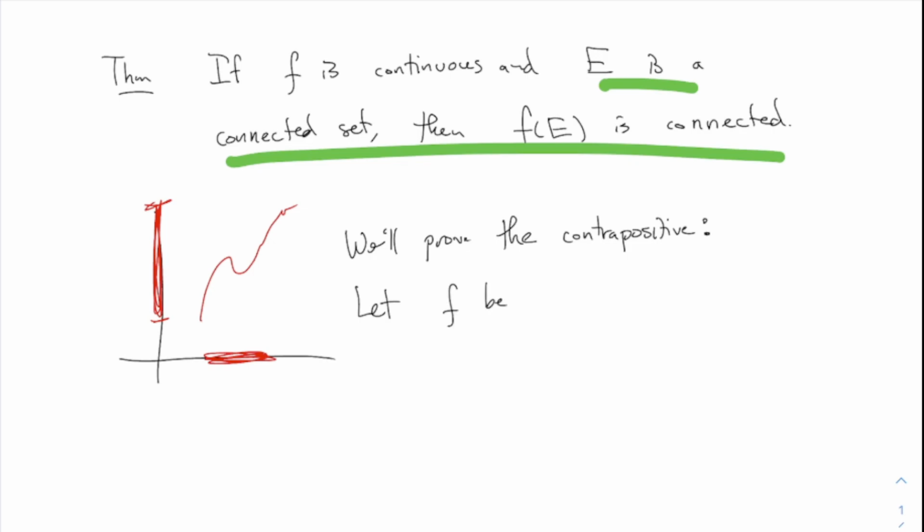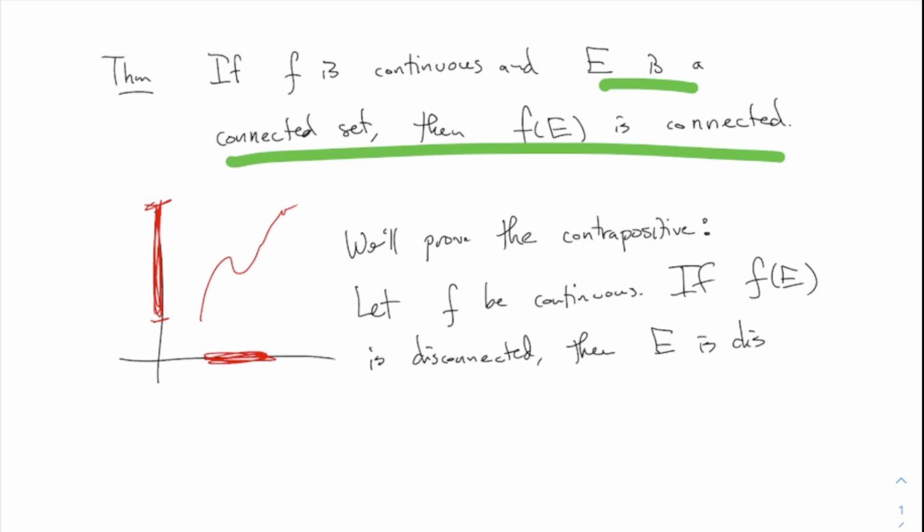Let f be continuous. And then, now this is the contrapositive that I was talking about. If f of E is disconnected, then E is disconnected. Right? This is what we're going to do. It's just easier to get started if you're assuming that something is disconnected rather than assuming that something is connected. On the picture, by the way, this is the E, and this is the f of E. E is the domain set, and f of E is the corresponding set in the range.